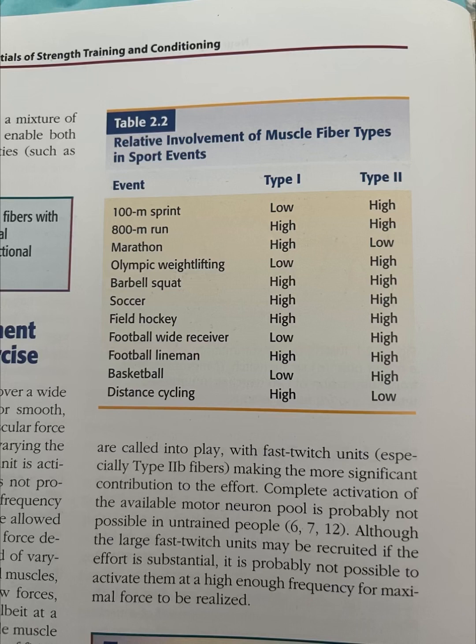If the activity requires near maximal performance, such as in a power clean, most of the motor units are called into play, with fast twitch units, especially type 2B fibers, making the more significant contribution to the effort. Complete activation of the available motor neuron pool is probably not possible in untrained people. Although the large, fast-twitch units may be recruited, it is probably not possible to activate them at high enough frequency for maximal force output to be realized.